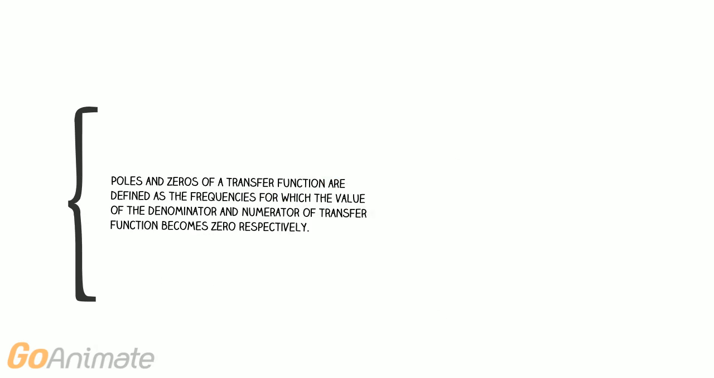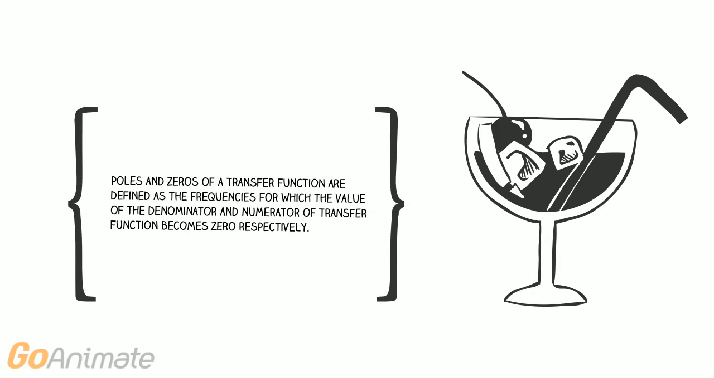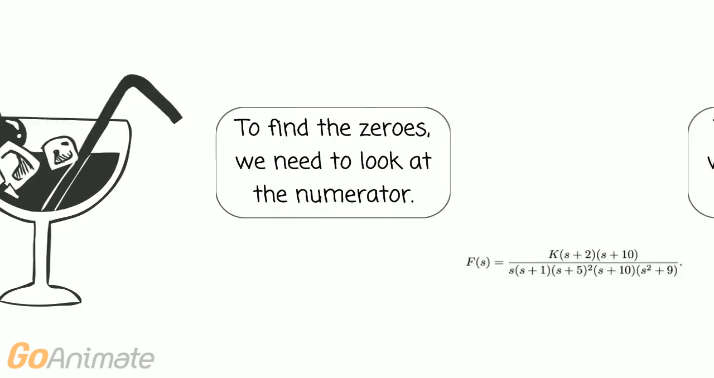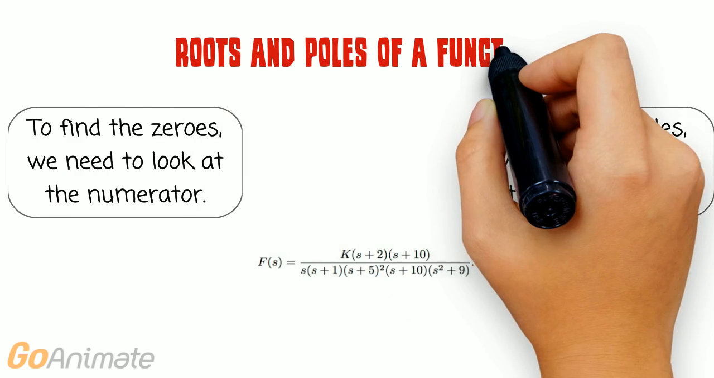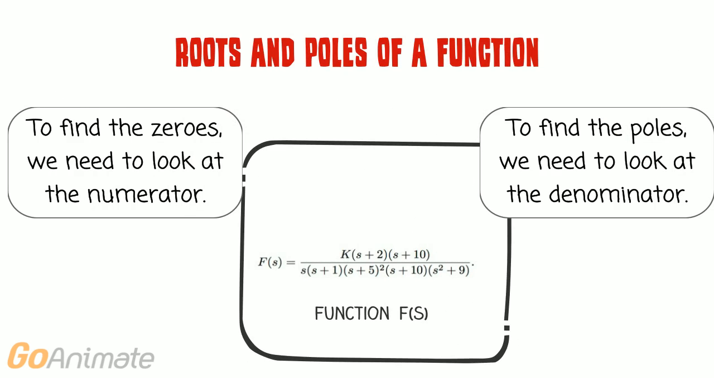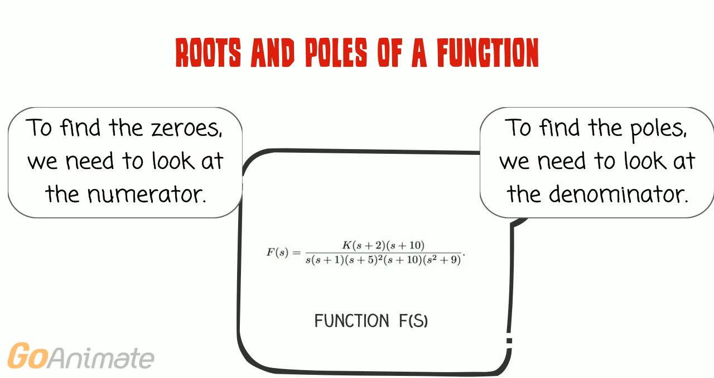Poles and zeros of a transfer function are defined as the frequencies for which the value of the denominator and numerator of the transfer function becomes 0, respectively. We can examine this function on all points in the complex plane. To find the zeros, we need to look at the numerator. To find the poles, we need to look at the denominator. Poles and zeros also have an order. This is the number of times which they occur.